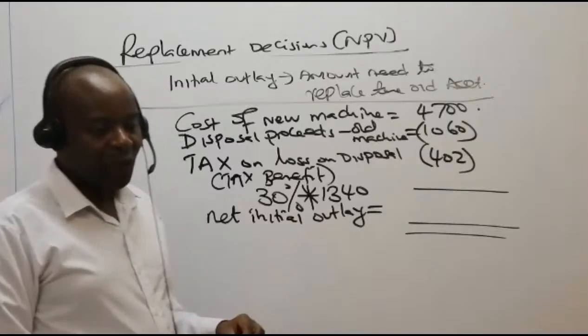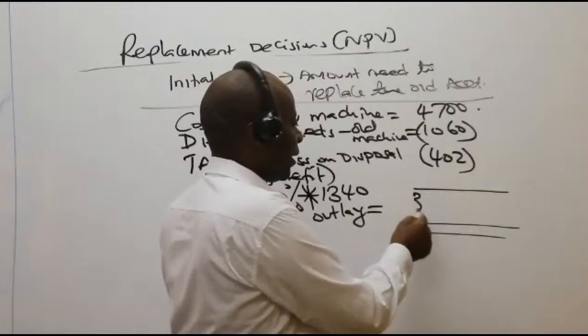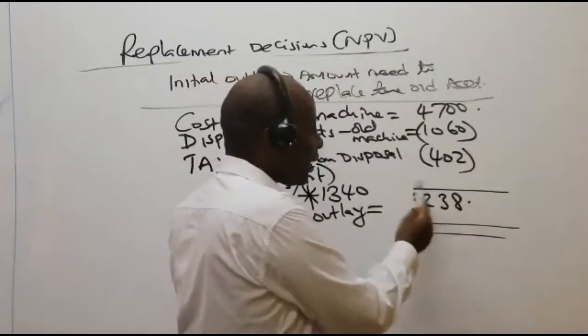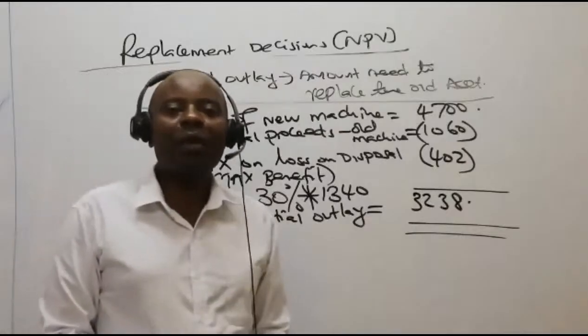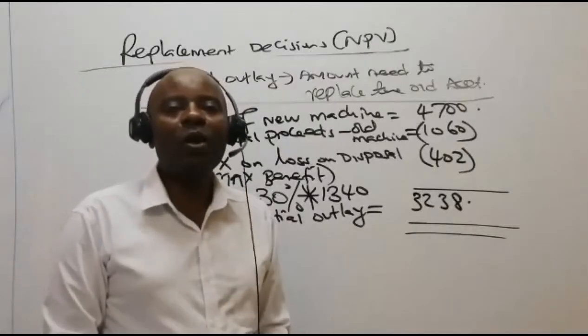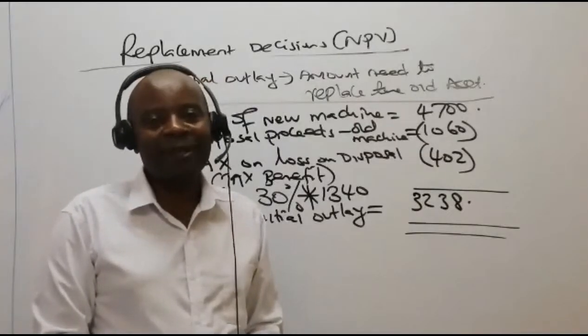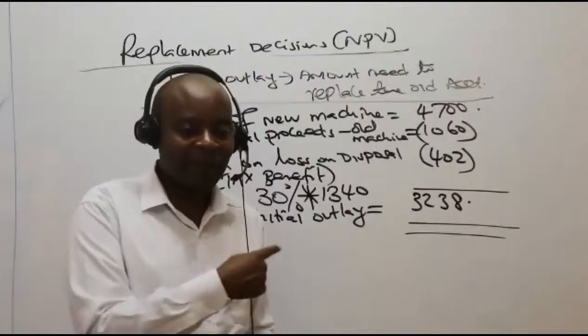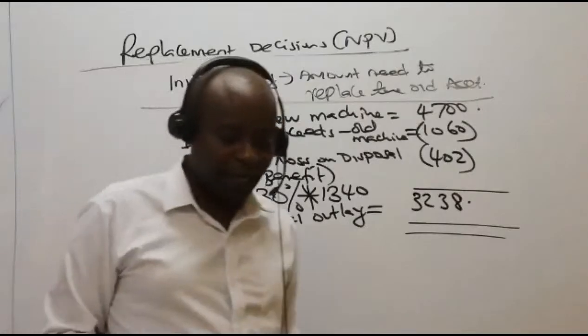We add, yes. So this gives me a figure of 3238. So 3238. This is a very important figure. Remember, at the end of the day, this examiner would need us to calculate net present value. So it's a figure that I expect you to have at the back of your mind. We'll want to use this figure next.